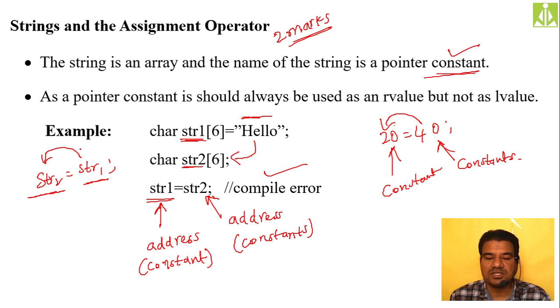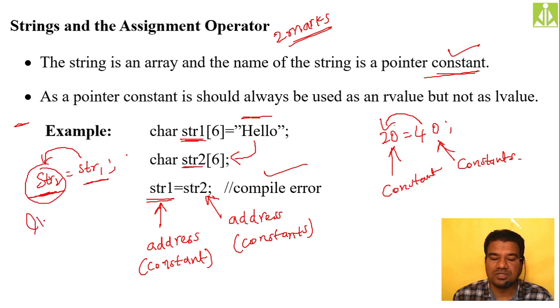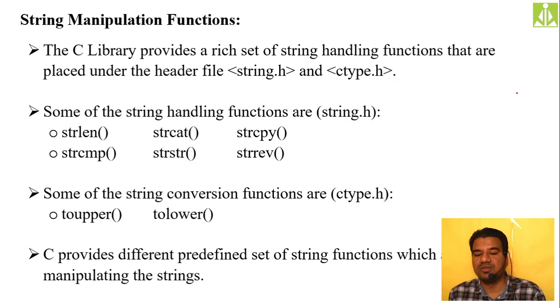Okay, as a pointer constant, it should always be used as an R value, not as an L value. R value stands for right-hand side value and L value stands for left-hand side value. So being a character constant or an address constant, being a pointer constant, you cannot use the string name as an L value. But over here, we are using the string constant as an L value. This is the L value, the left-hand value. So doing so is an error. Remember this one: we cannot use the string constant name as an L value.